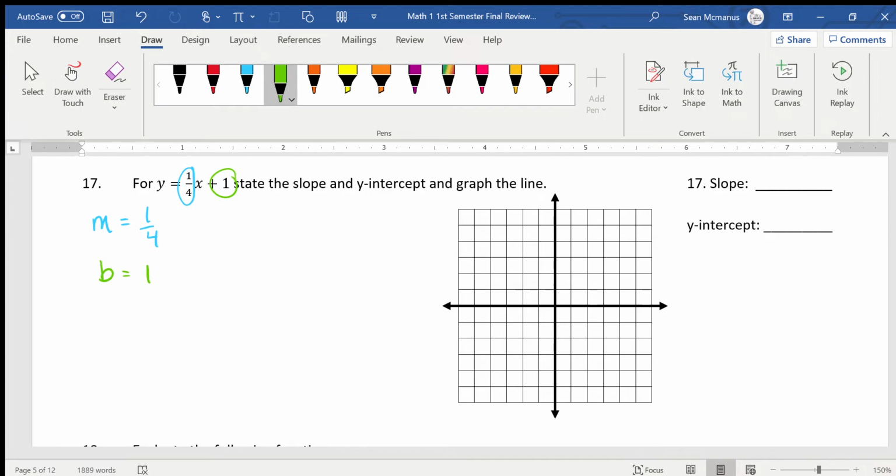So I can figure out what those two things are from the equation, and on the graph, I know the y-intercept, if it's 1, that means it goes there. And then the slope tells me what to do from that point or any point on my graph that I know is on the line. So I would go up 1 over 1, 2, 3, 4.